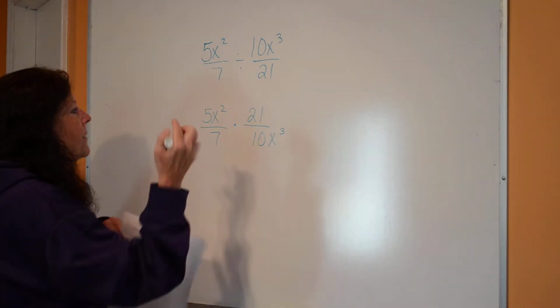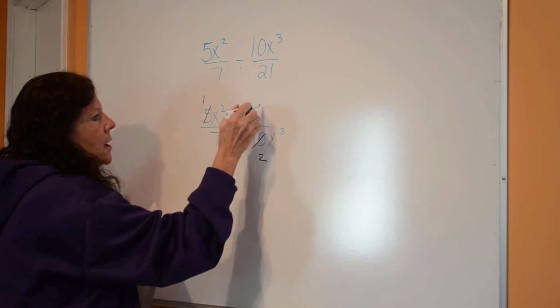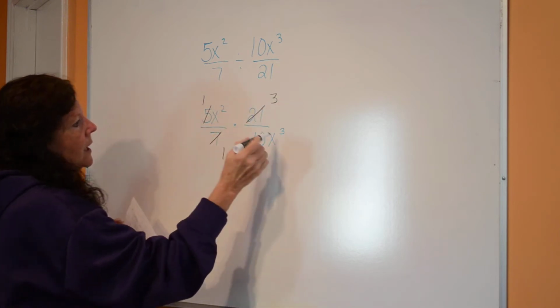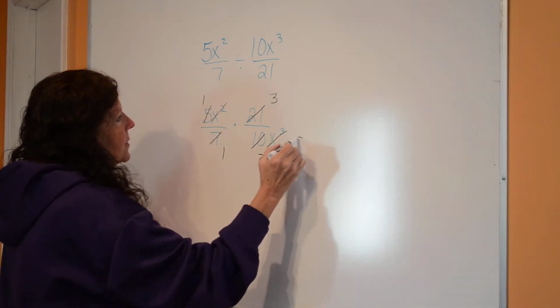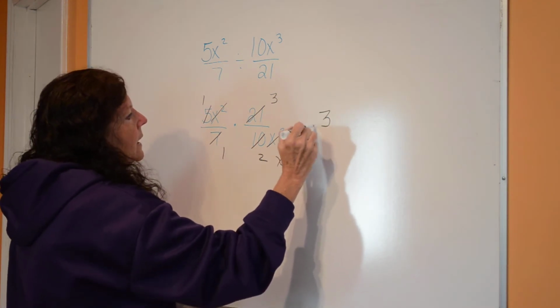So my 5 and my 10 reduce down to 1 and 2. My 21 and 7 reduce down to 3 and 1. Then I have an x squared and an x cubed, so I have an x on the bottom. So my final answer here is 3/2x.